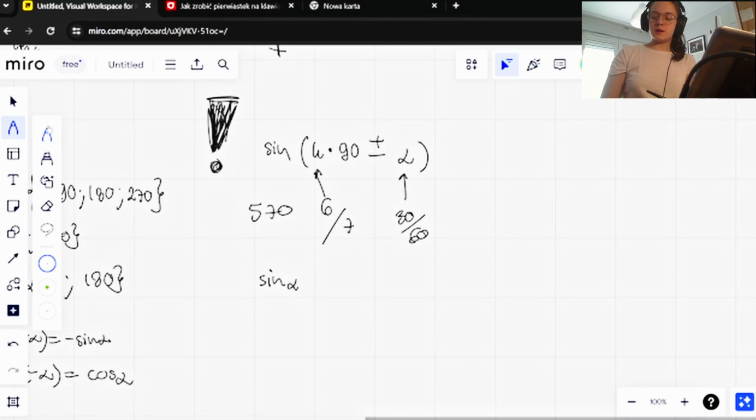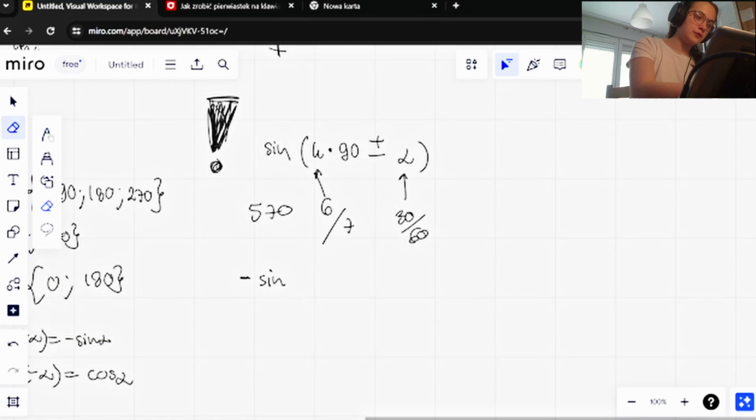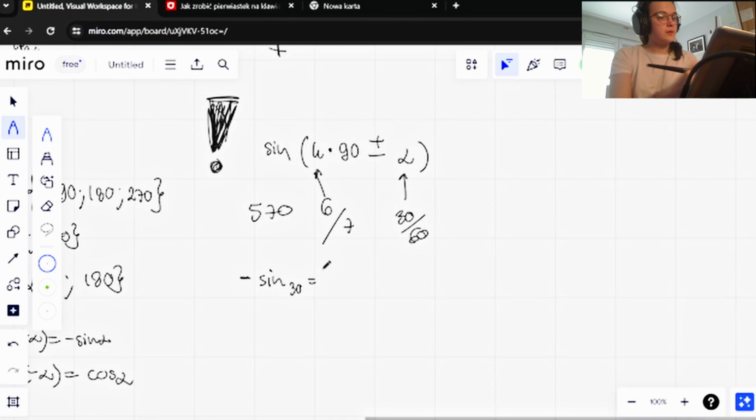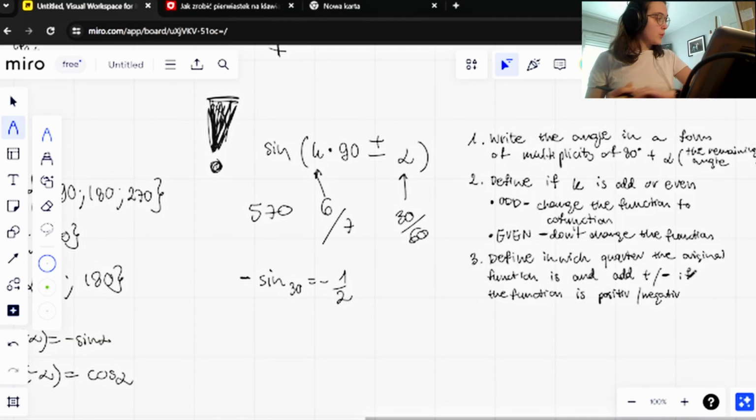Okay, so here we have 210. So it's the third quarter, and sinus in there is negative, so we put minus. And then we count it. So yeah, I will just write it so that, okay. So it's minus. I will right now write it in steps. Okay.